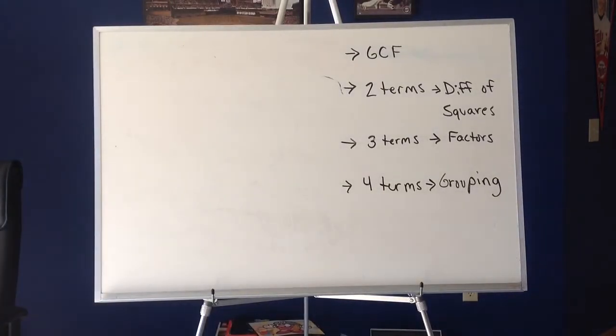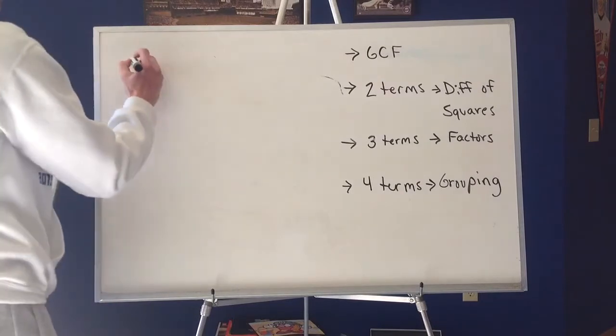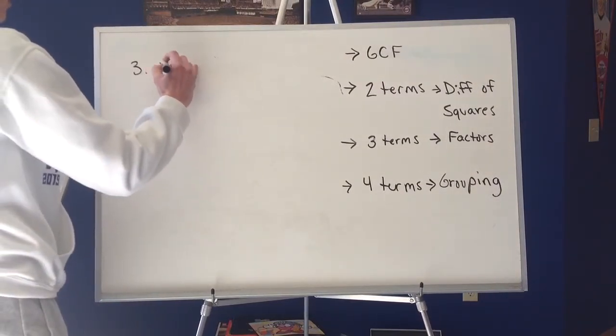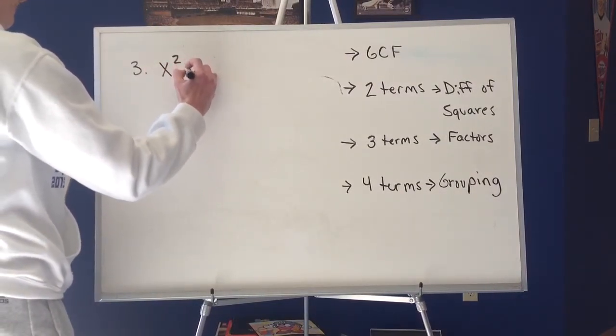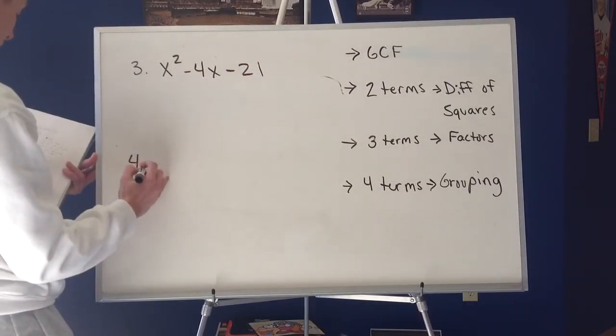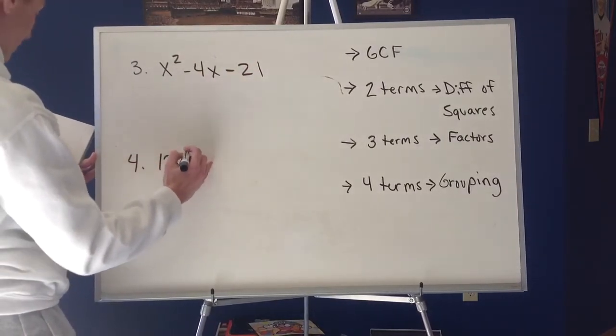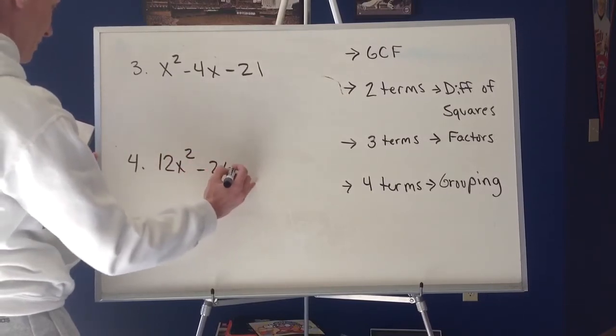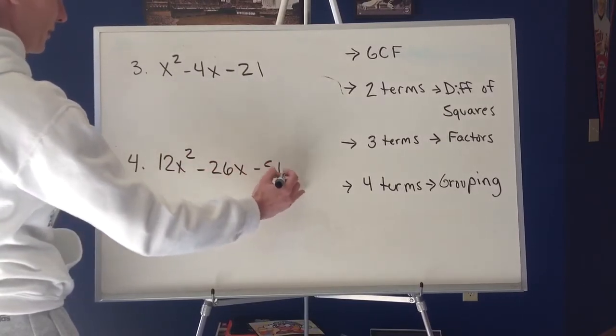Okay, for the next one we're going to do, we have x squared minus 4x minus 21 and 12x squared minus 26x minus 56.